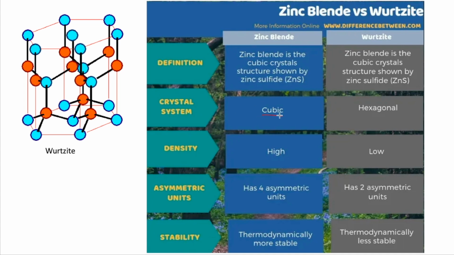Crystal system here is cubic, whereas in wurtzite it is hexagonal. In density, zinc blende is high in density, whereas wurtzite is low in density. Asymmetric unit, wurtzite has 4 asymmetric units, whereas zinc blende has 2 asymmetric units. Stability, thermodynamically zinc blende is more stable, whereas zinc wurtzite is thermodynamically less stable.